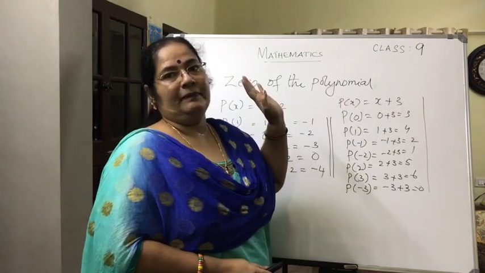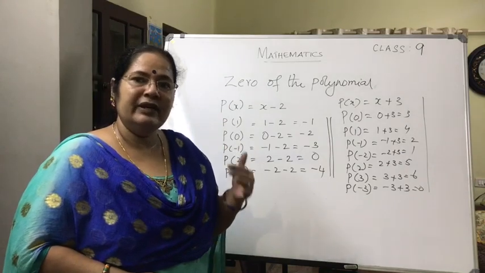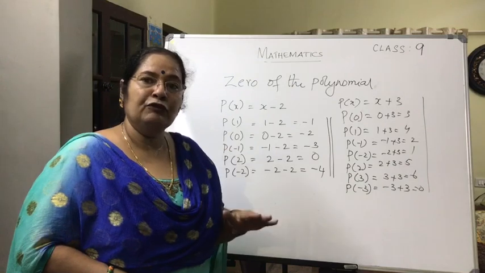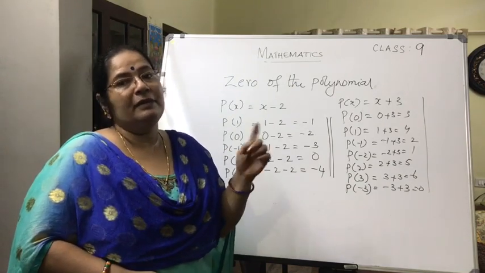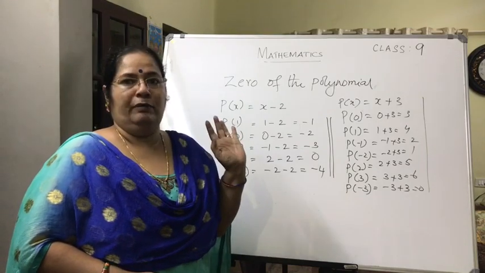Is it clear what is 0 of a polynomial? 0 of a polynomial is a real constant which makes the value of the polynomial 0. That particular number which makes the value of the polynomial 0 is called as 0 of the polynomial.